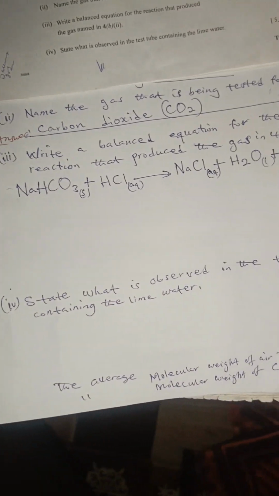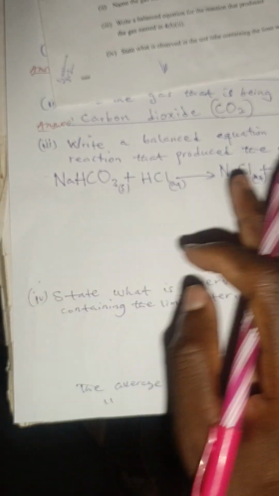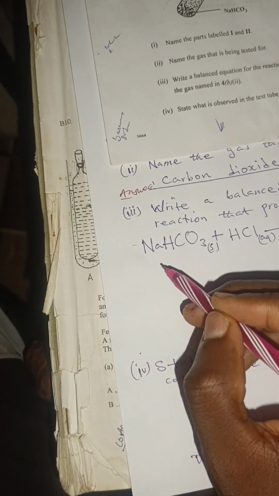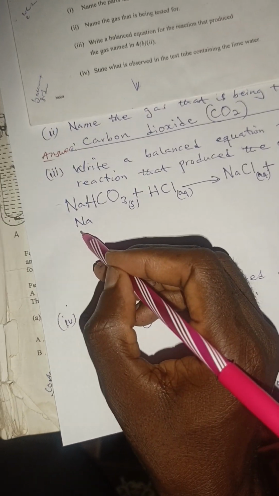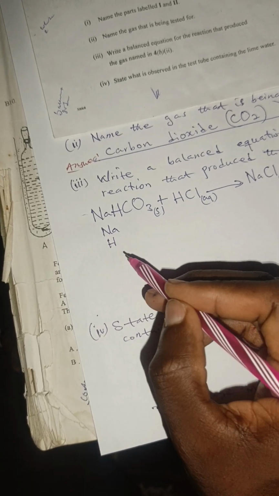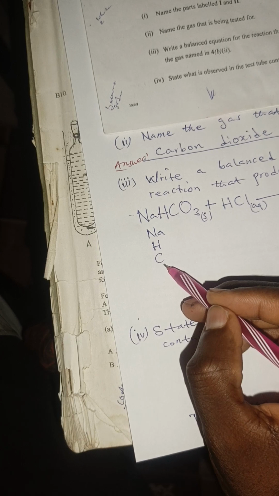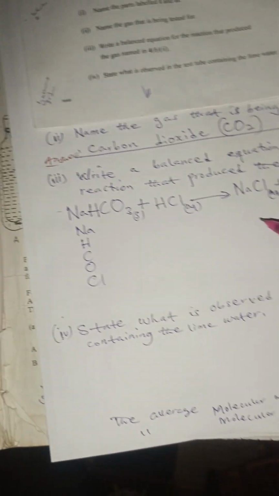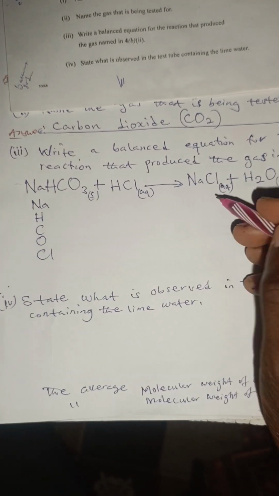In every chemical equation, all the elements that you have on this side, you must have them here. Without it, the chemical equation is not correct. So here we have sodium on this side, we write it. We have hydrogen, we have carbon, we have oxygen, we have chlorine. The same thing. The elements that we have on this side, we are supposed to have them here.